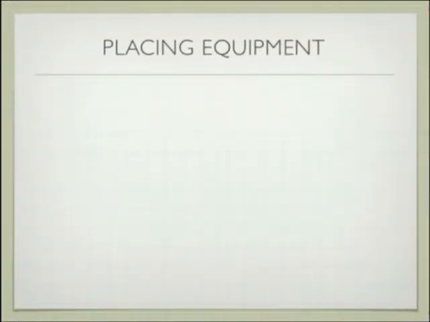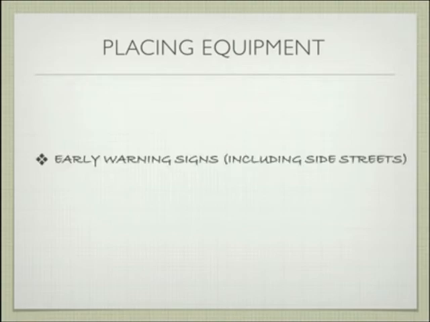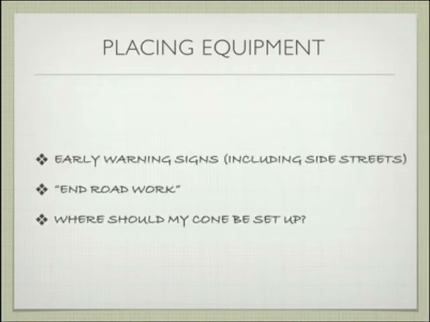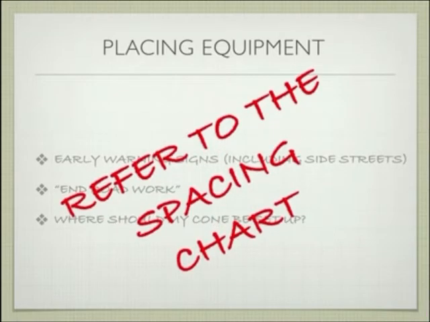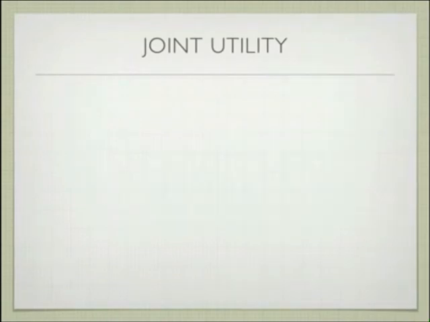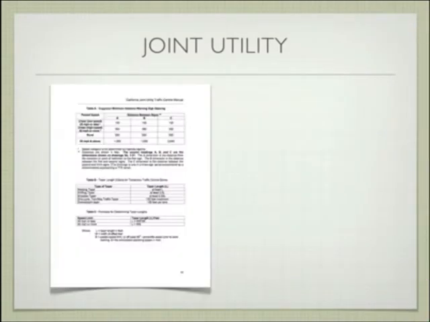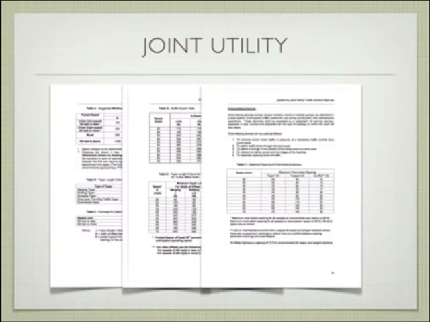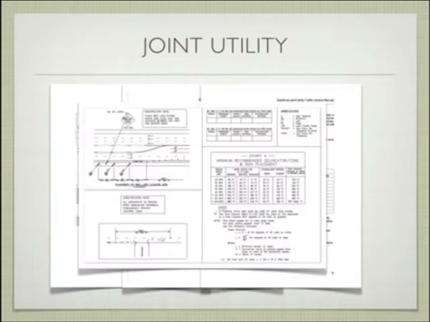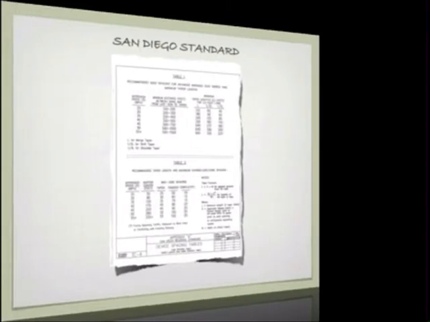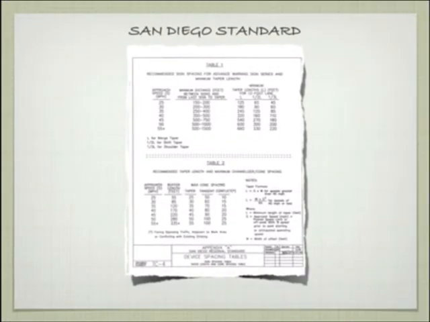Now that you know which plans you're going to use, you need to know where everything needs to be placed in relation to the work area. So make sure to refer to your spacing chart for the proper placement of equipment. If you're using a joint utility manual, you'll find the spacing charts on page 16, 17, 18, and on the back page of each traffic plan. If you're using the San Diego standards, the spacing chart is on TC4.